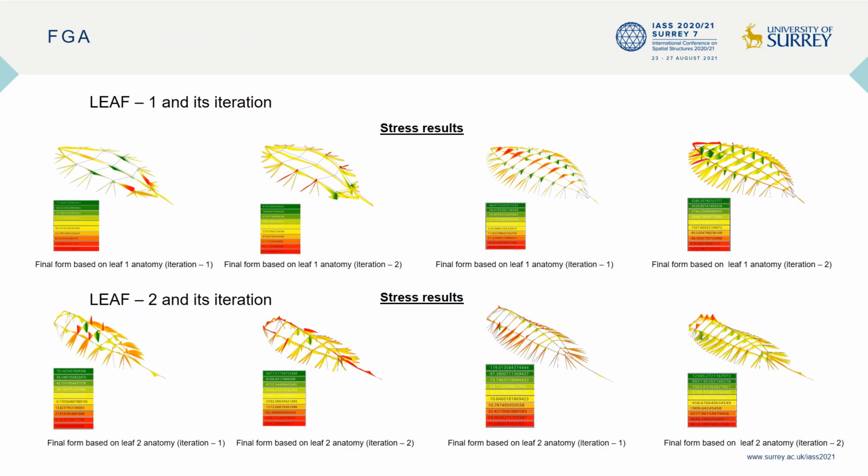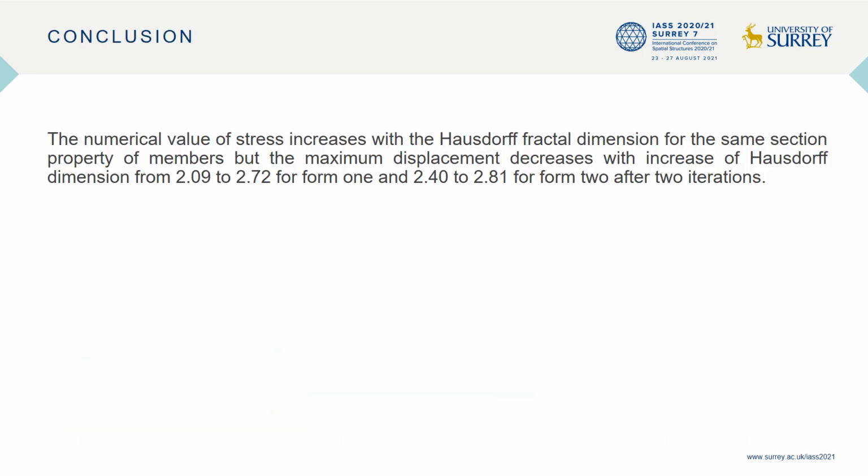These are the stresses in each member for both the leaves and their iterations obtained after performing finite element analysis. From this, we can conclude that our computationally generated model of dry leaf behaves such that with the increase in fractal dimension, the stresses increase, but total deflection decreases under considered loading conditions. So this is the outcome of our exploration.